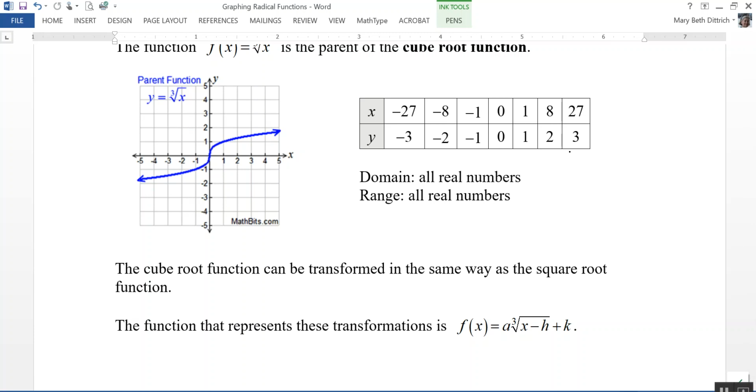So the domain of this function is all real numbers and its range is all real numbers. The cube root function can also be transformed in the same way as the square root function, and the function that represents these transformations is f of x equals a times the cube root of x minus h plus k.